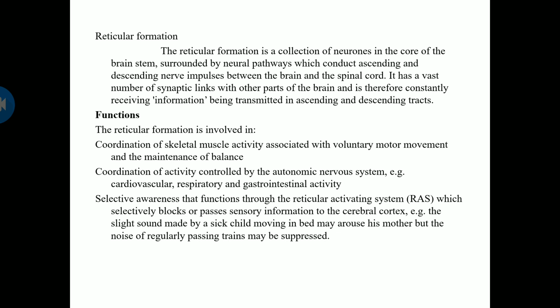So next is the reticular formation. The reticular formation is a collection of neurons in the core of the brainstem surrounding the neural pathways which conduct the ascending and descending nerve impulses between your brain and spinal cord. It has a vast number of synaptic links with the other parts of the brain, and is therefore constantly receiving information that is being transmitted in the ascending and descending tracts.